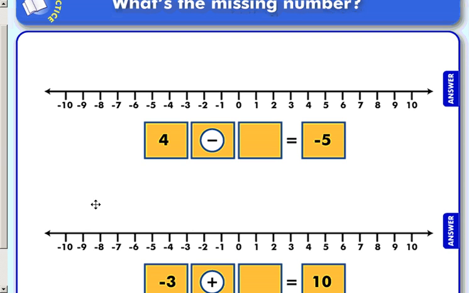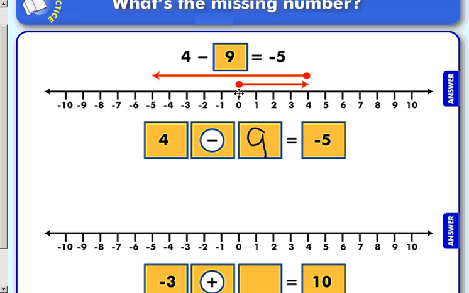So here we're going to be determining what's the missing number. Again, if I start at 4, what do I need to subtract to end up at -5? So I start here at 4. How am I going to get to -5? Well, here I am at 4. 1, 2, 3, 4, 5, 6, 7, 8, 9. Looks like I'm going to be subtracting 9. 4 minus 9 brings me to a -5. Let's look at how it shows. 4 going this way minus 9 going that way equals a -5.